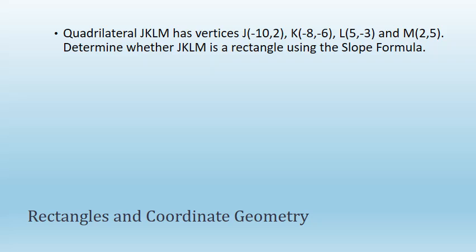Well, as we've gotten accustomed to doing, we're going to now be looking at rectangles and coordinate geometry. And we are told here that JKLM is a quadrilateral, a four-sided figure, and that it has vertices of J (-10, 2), K (-8, -6), L (5, -3), and M (2, 5). Determine whether JKLM is a rectangle using the slope formula.